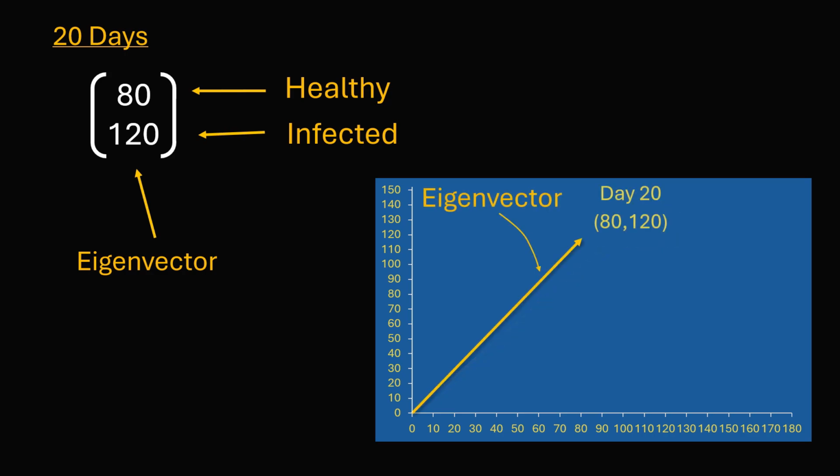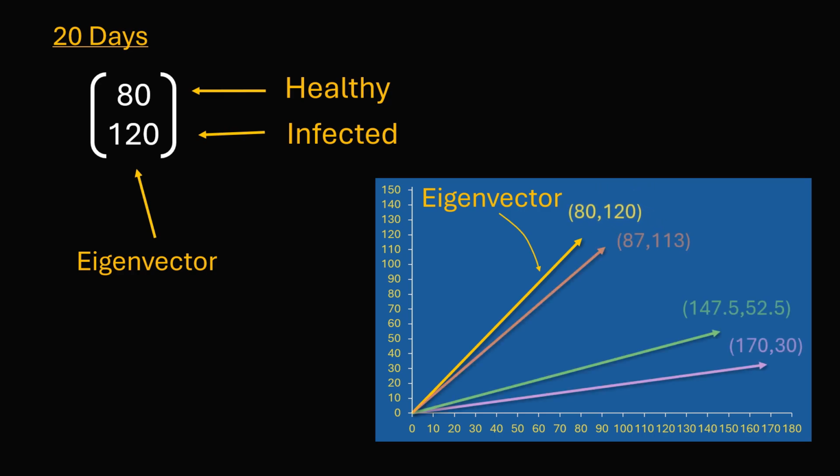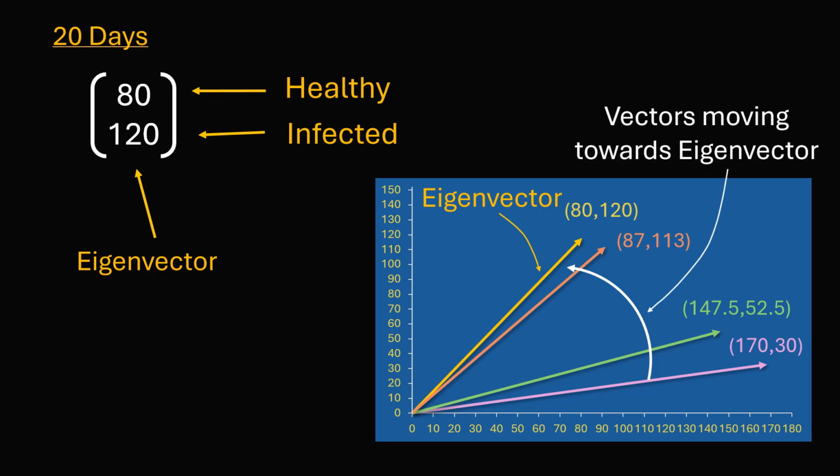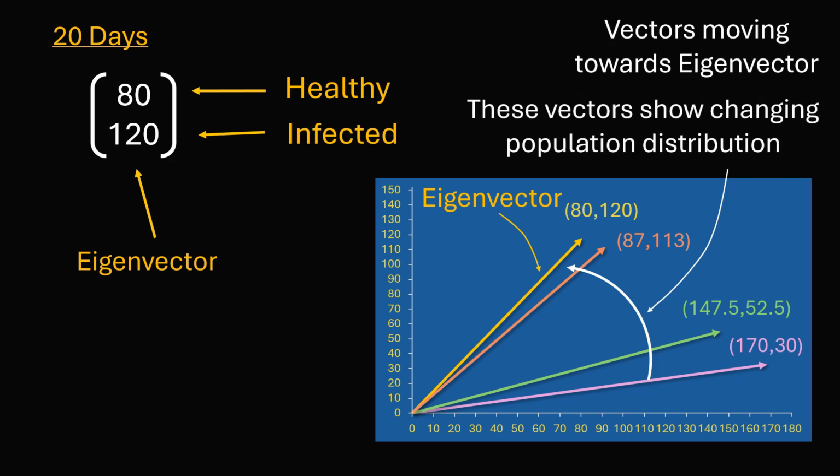And if I plot vectors for all the days between 1 and 2, they will all be moving closer to the eigenvector. This is because the population distribution is trying to move towards an equilibrium state. And these vectors show the daily changing population distribution. Every day, these vectors move closer and closer to the eigenvector. So basically, I have represented the population distribution with a vector. Now, how cool is that? Visualizing how population changes with the help of vectors. Another interconnectivity of mathematics and its shape-shifting.